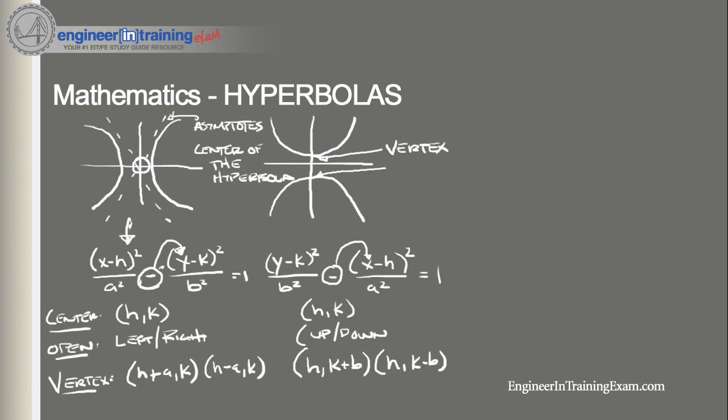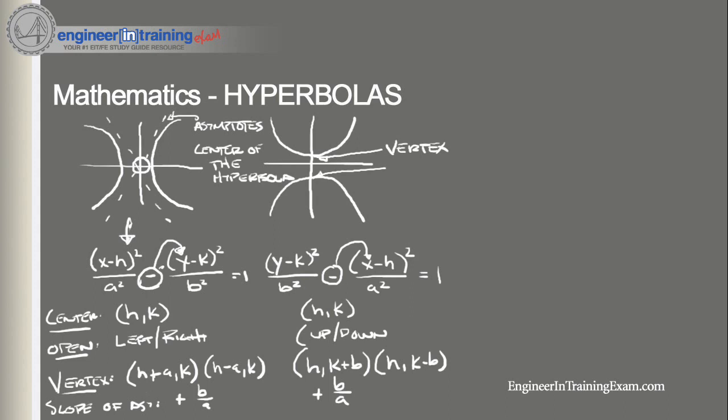So the slope of the asymptotes, if you need to figure that out, for the one that opens left and right is going to be plus or minus b over a, and the one that opens up and down is going to be plus or minus b over a as well. Now you can take this slope and you can take where the vertices are of each of the hyperbolas, and you can determine the equations for the asymptotes.